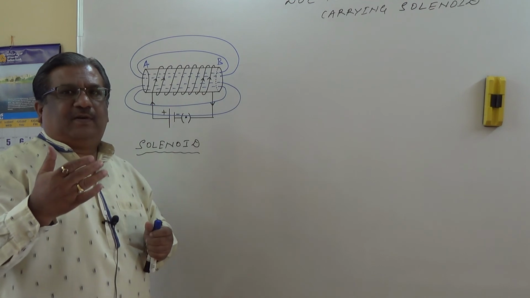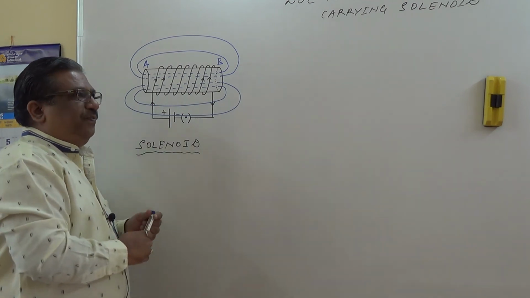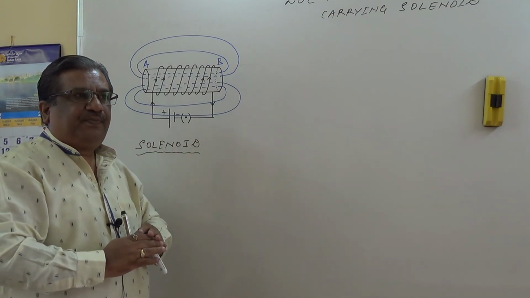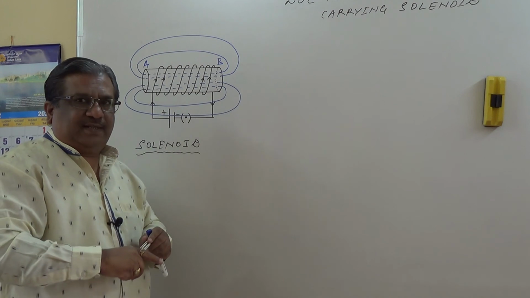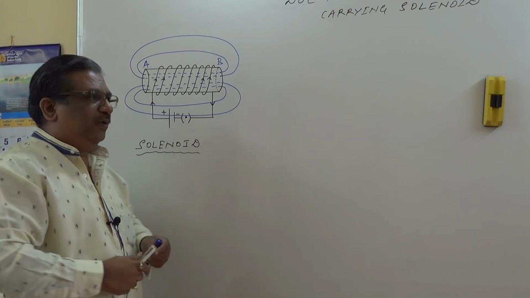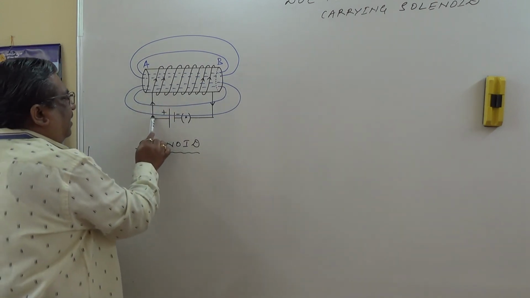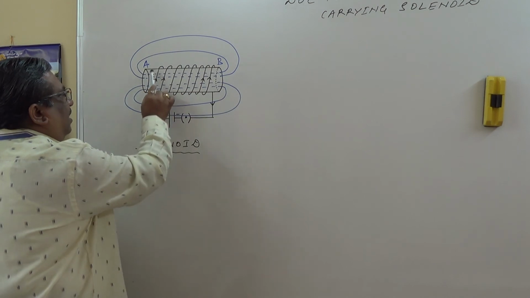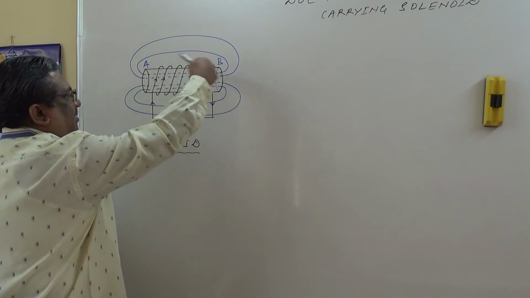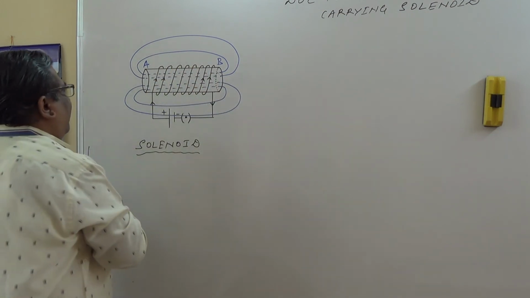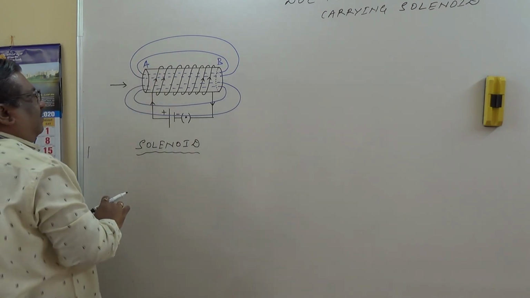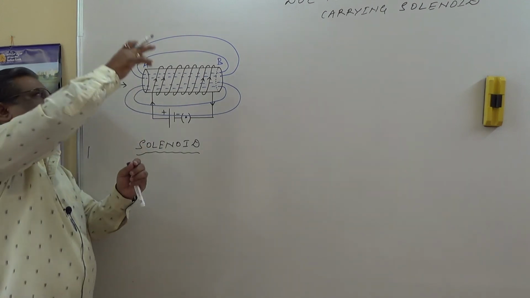I'll make use of the clock rule. What is the clock rule? If I am facing a coil or a loop, if the direction of the current is clockwise, it is the south pole. If the direction of the current is anti-clockwise, it is a north pole. Look here, the direction of the current is going like this. Behind it is going, once again it is coming from the back side and going like this. Therefore, if I look at this face A from this side, it is something like this.